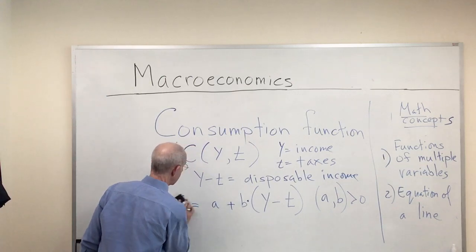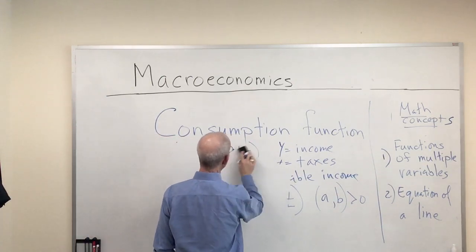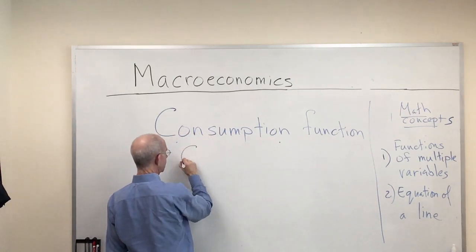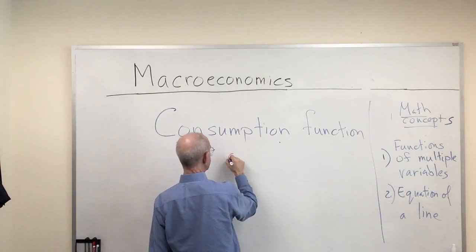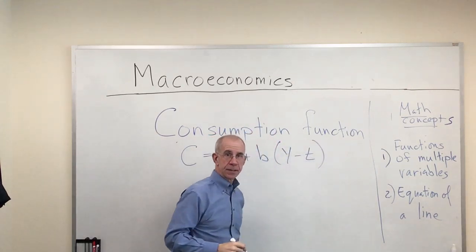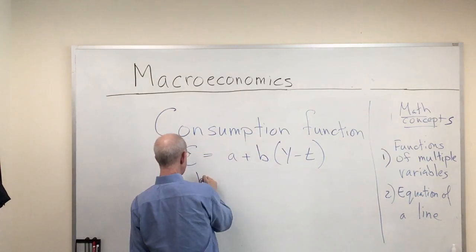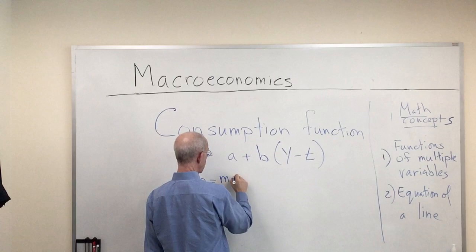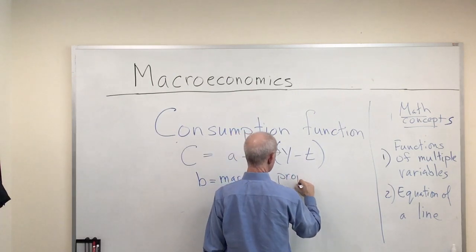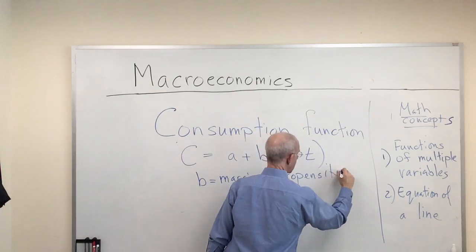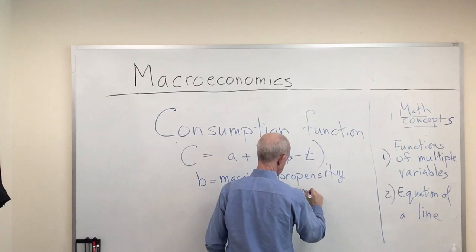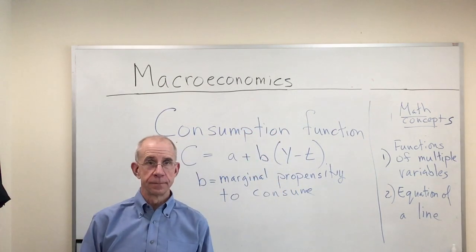Now let's look at that in more detail. So again, the consumption function is going to be A plus B times (Y minus T). B is going to be what's called the marginal propensity to consume. Again, economic jargon.